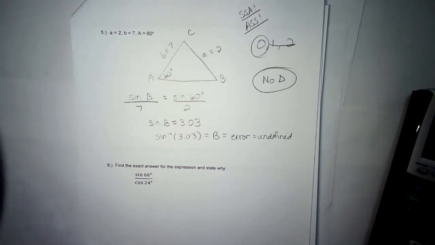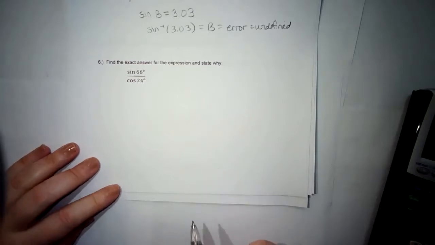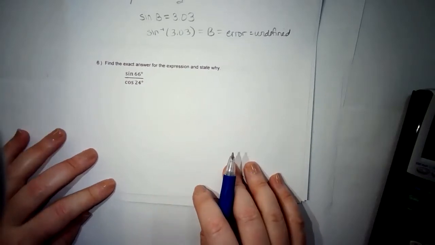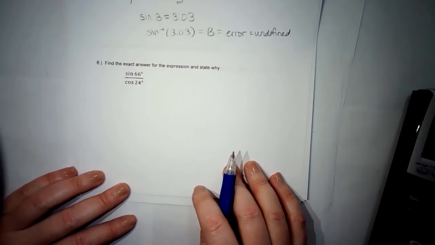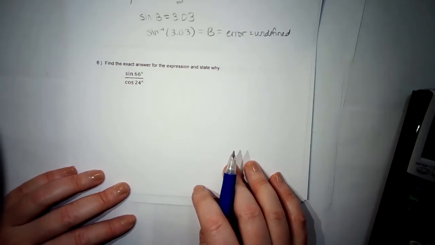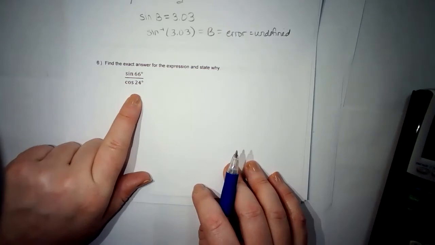So one of each kind will appear on the test. Sound good? Okay. All right, number 6. This is supposed to be an easy one for you. Find the exact answer of this and tell why. Some of you are going to put this in your calculator, but you don't need to, and I don't want you to, because what's the answer to this?